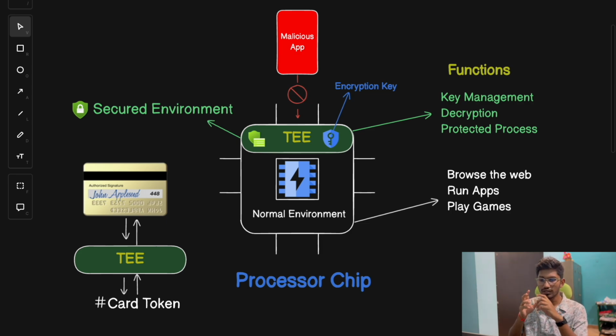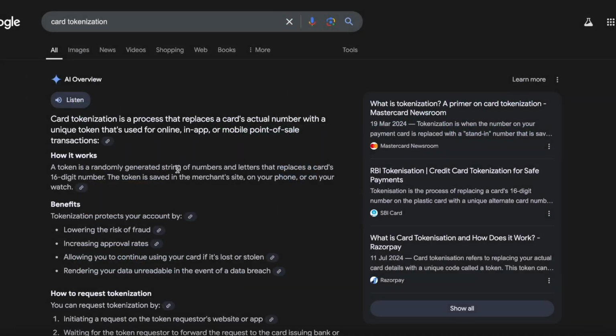So let's say banks want to collaborate on a fraud detection model. With confidential computing, they can process data within their own TEEs, sending only encrypted and anonymized model updates to the central server. So no raw data is ever shared, protecting the privacy while enabling collaboration and data processing, right? For example, you might know about card tokenization, right?